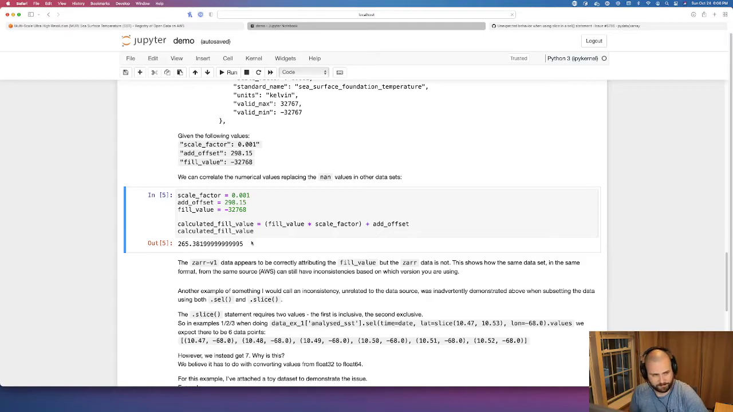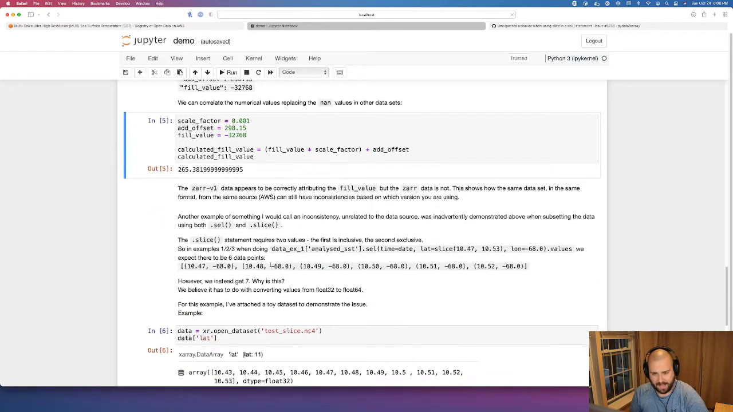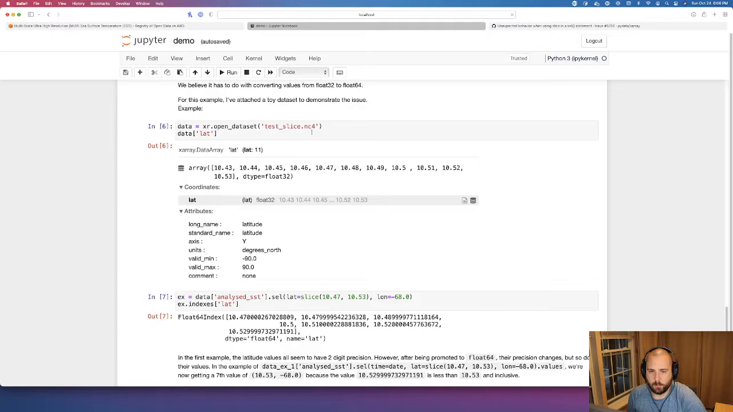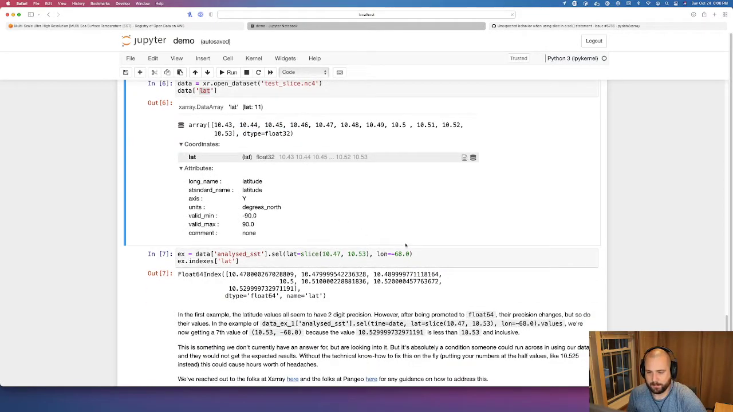Another one that's not exactly related to the data, but came up while we were looking through a test data set, is that when you slice across things, you don't necessarily get the number of results back that you want. If you run the example above, you'll notice this. The question becomes again, why is that? When we open up this data set and look at the latitude, we get this data type as a float 32. But as soon as we start using Xarray to open this, we notice that not only are they float 64s, but now those values have changed.